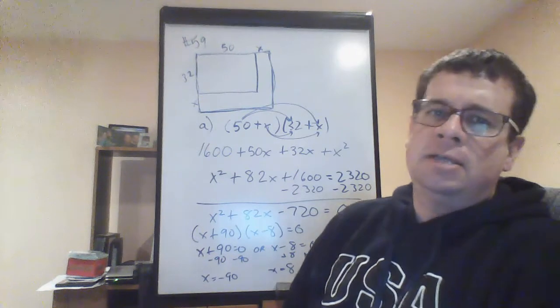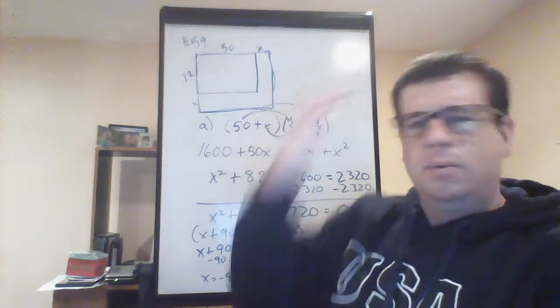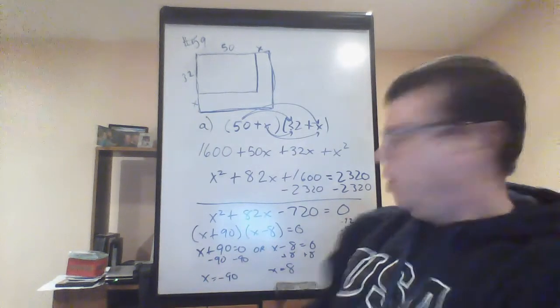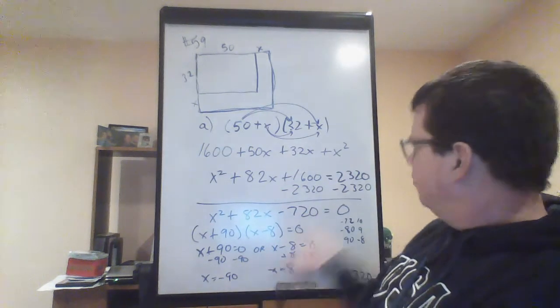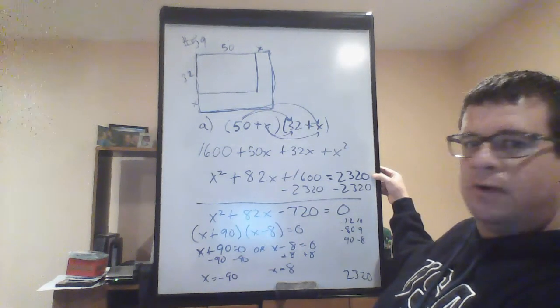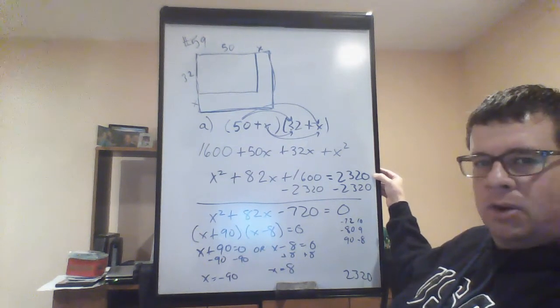All right. So now we're getting into that same situation. If you watch the video on 43 and 45, where we've got two solutions, but one of them doesn't make any sense. And it's not that we did anything wrong. Both of these values are solutions to this equation. If I put negative 90 in here for x, it's going to make the equation true. If I put 8 in here for x, it's going to make the equation true.